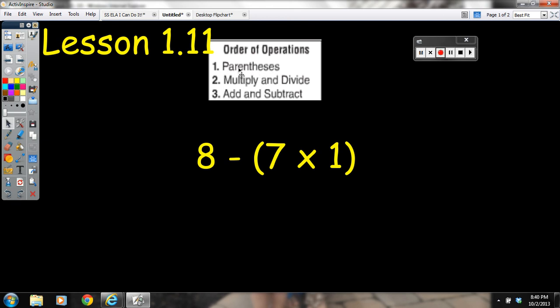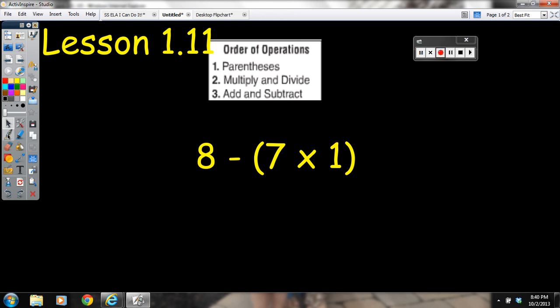After we've completed the parentheses part, then we would need to multiply or divide before we would add or subtract. The multiplying and dividing takes priority over adding and subtracting in a numerical expression. I'll show you some examples and I'll show you what I mean by that.